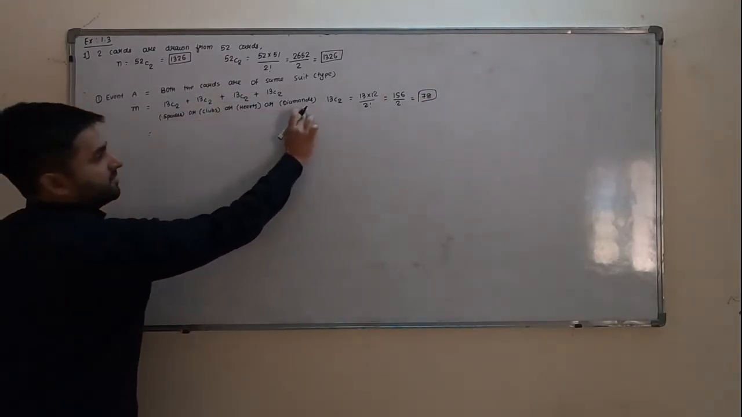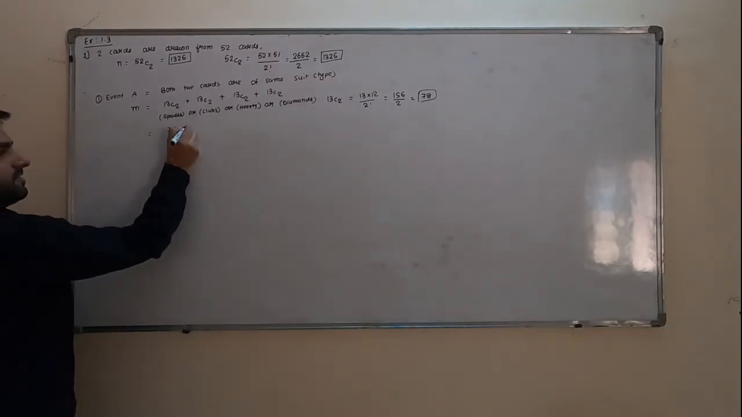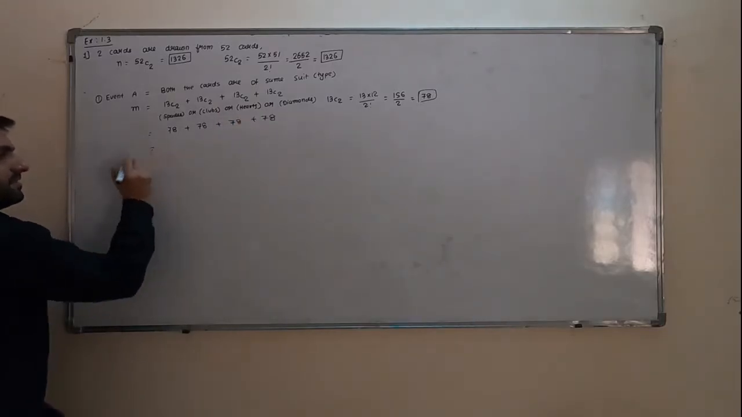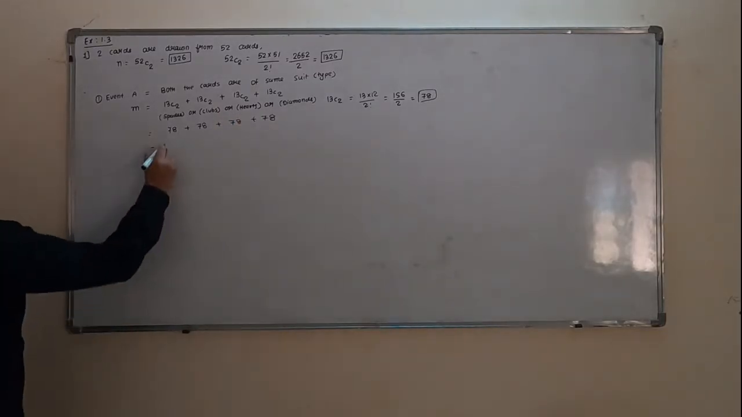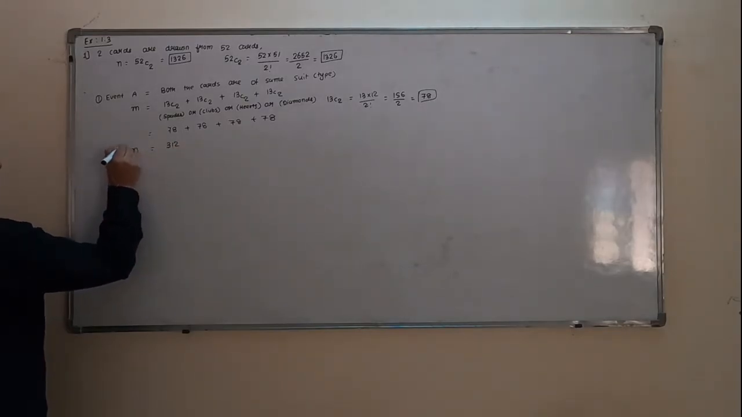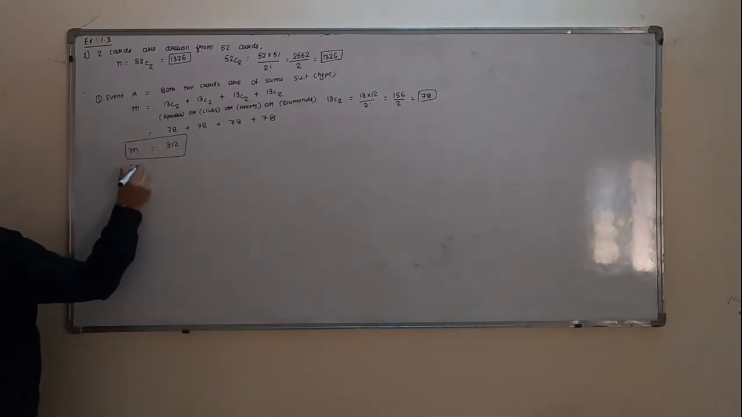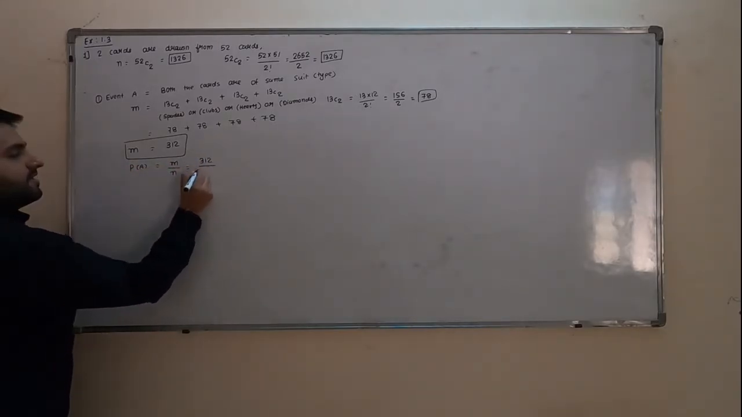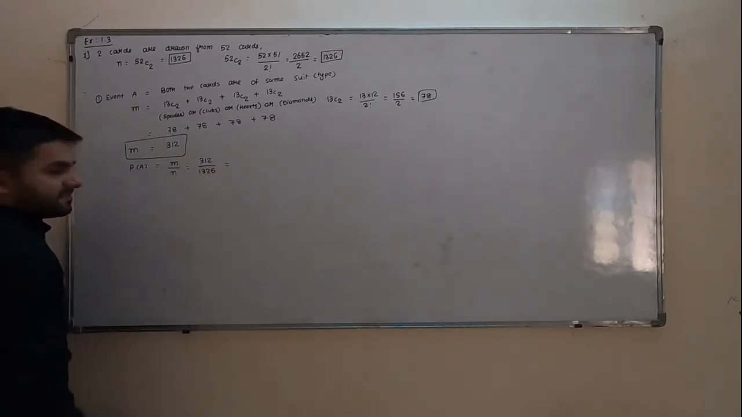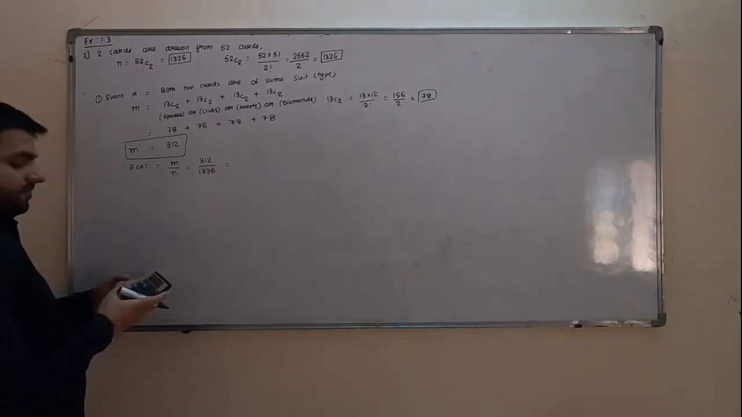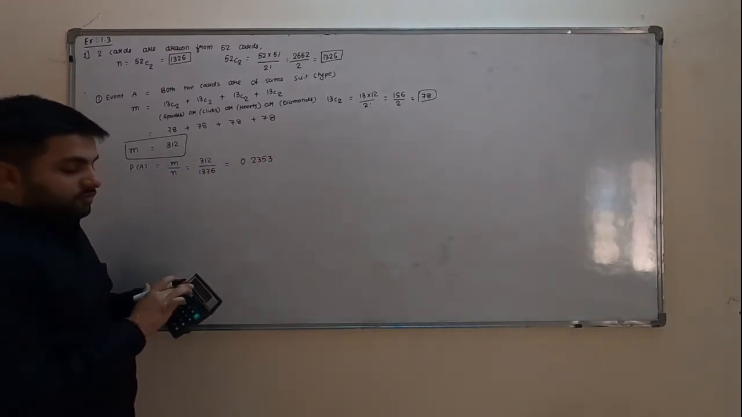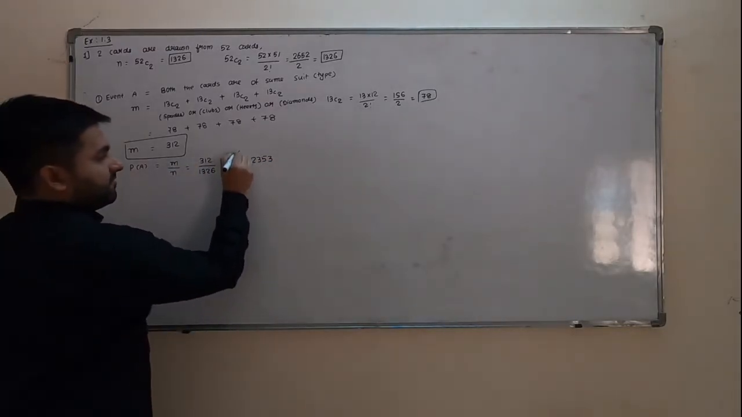This line you write with pencil, okay. 78 plus 78 plus 78 plus 78, 312. So P of A, m by n, 312 divided by 1326. As I said, always take decimals with 4 values after the decimal. 0.2352 is there and 9 is there, so 0.2353 we have rounded off.